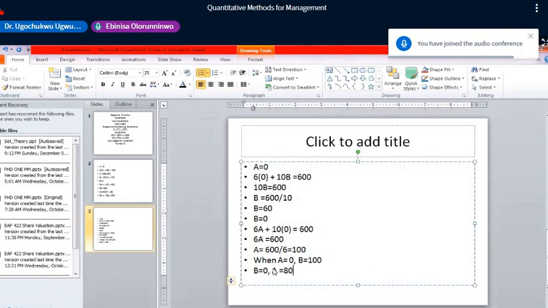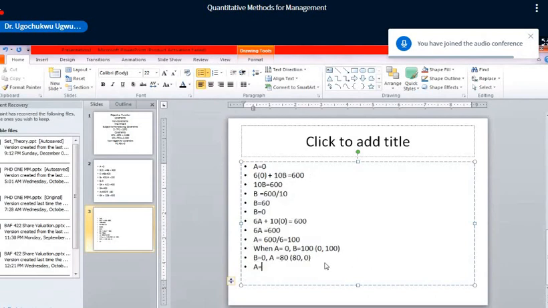Now these are the two coordinates. In other words, for the first equation, we can put it like this: at point 0, B is 100. Here, when A is 80, then B is 0. For the second equation, we now have when A is equal to 0, then B is equal to 60.